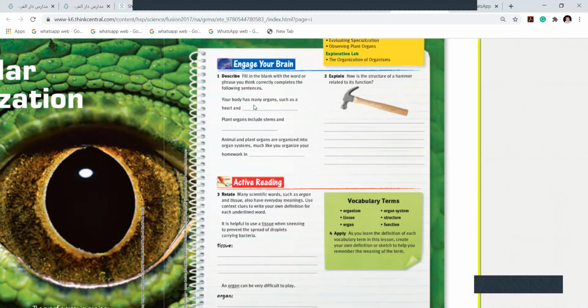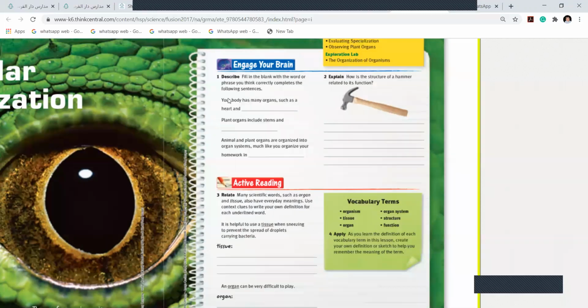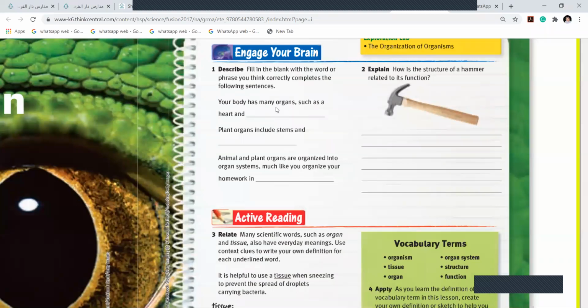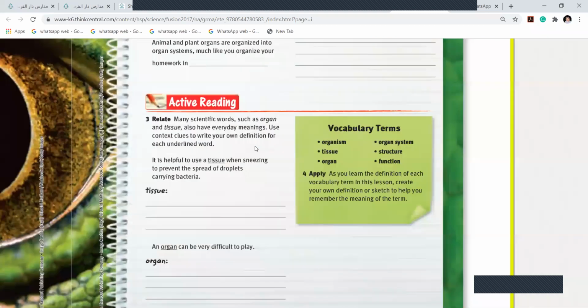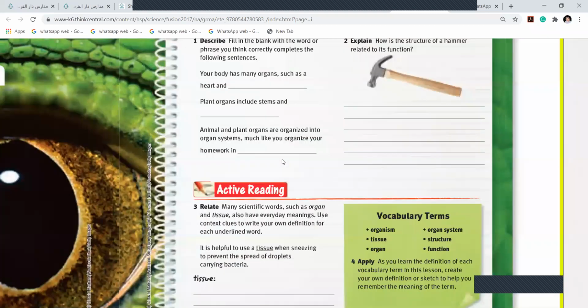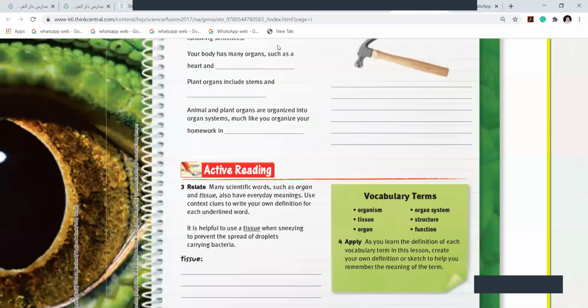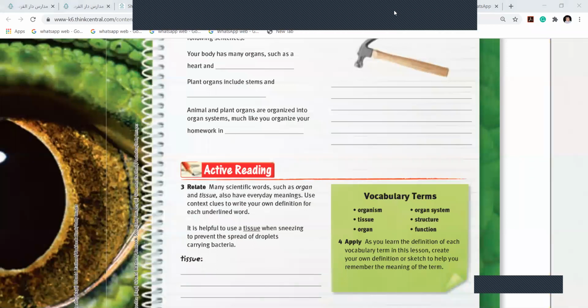Cell, tissue, organ, system. Your body has many organs such as heart and lungs. You can say anything here, not necessary. Plant organs include stem and leaves. Anything you can write, girls. Miss, can I write this? Don't write today. Okay, you can write here.